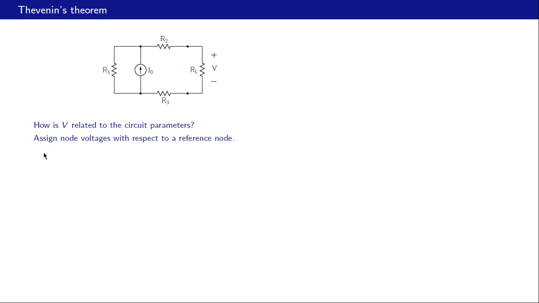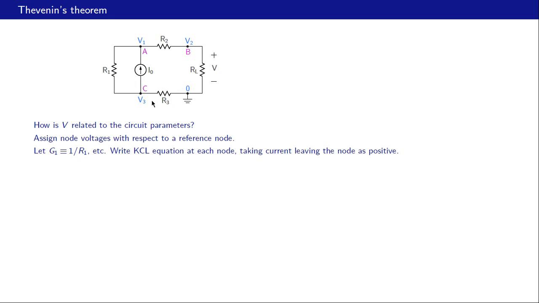We begin by assigning node voltages to these various nodes in the circuit with respect to a reference node. So let us first choose a reference node. We have taken that as the reference node, so the node voltage there is 0 volts. With respect to that reference node, the voltage at node A is V1, the node voltage at B is V2, and the voltage at node C is V3. Now what we will do is write KCL equations in terms of V1, V2 and V3 at these nodes A, B and C.